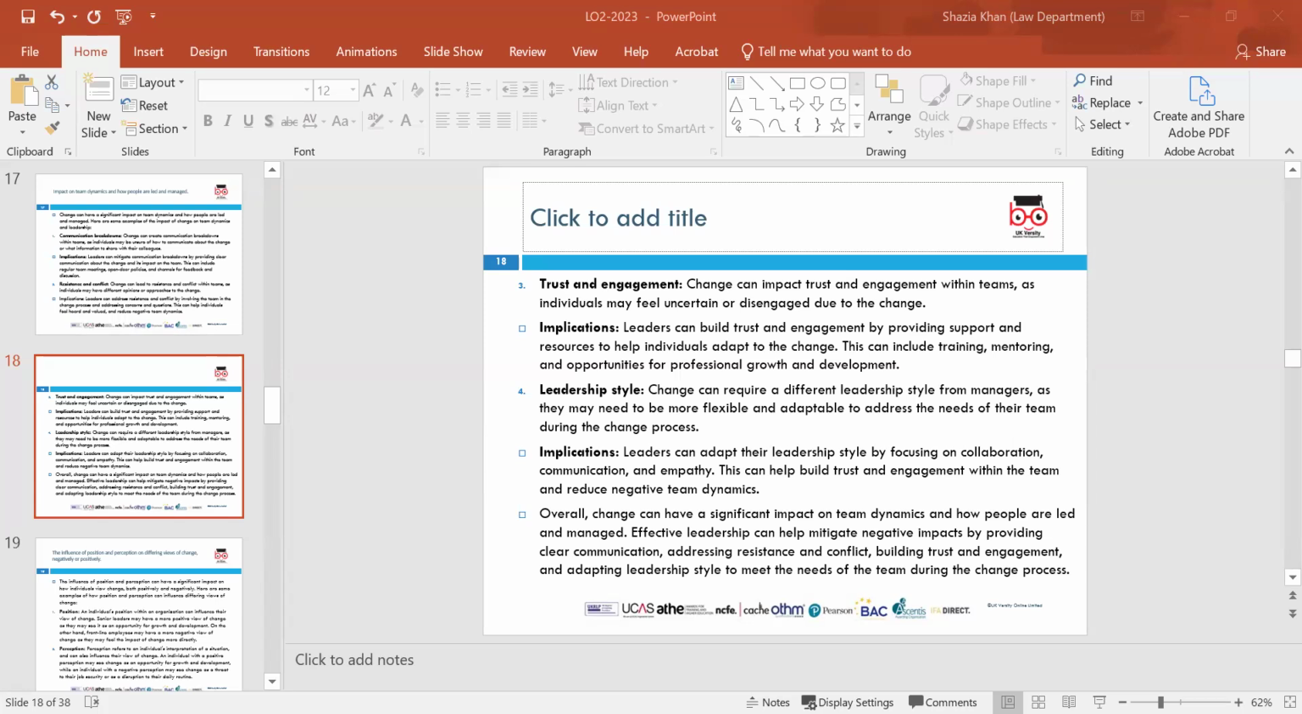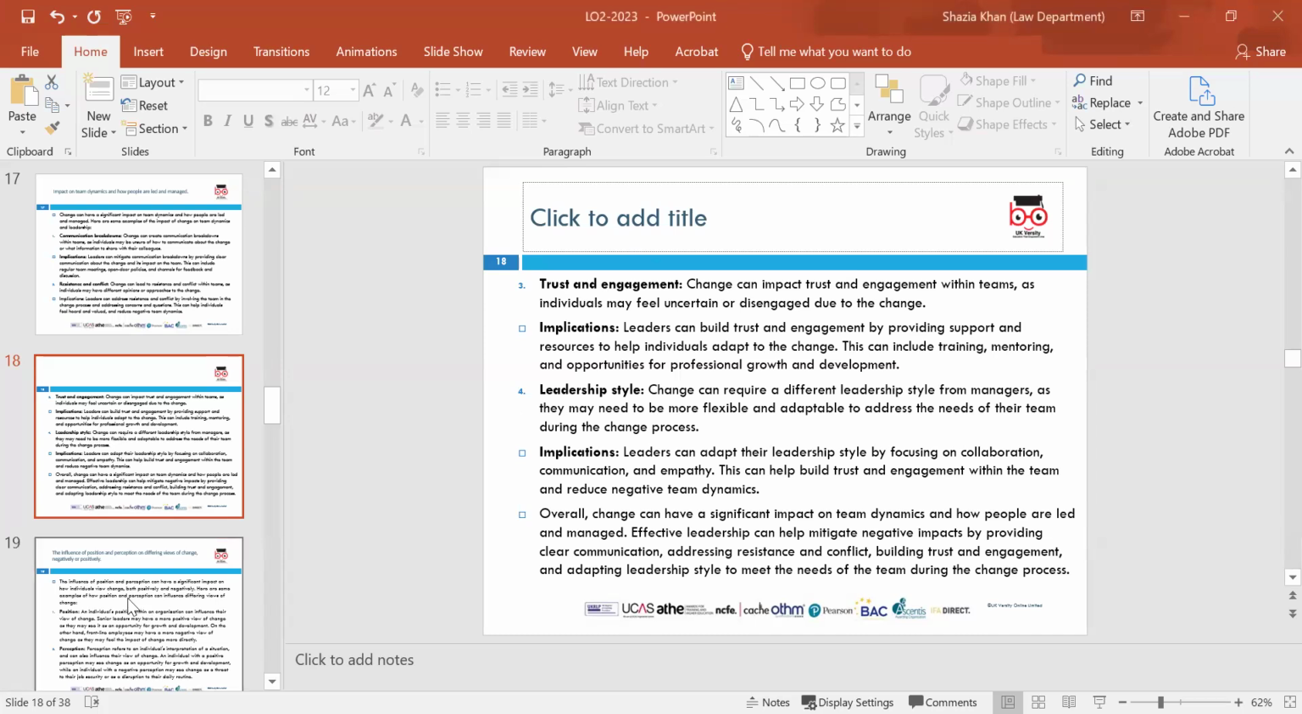Leadership style: change can require a different leadership style from managers, who need to be more flexible and adaptable. Some managers are not, but some are really good. Overall, change can be managed, led and communicated. Effective change needs the foundation of a healthy team dynamic and company culture, and you need to be able to communicate with your employees.